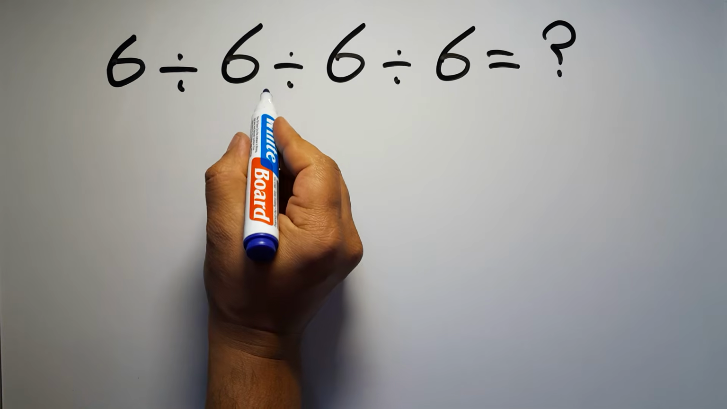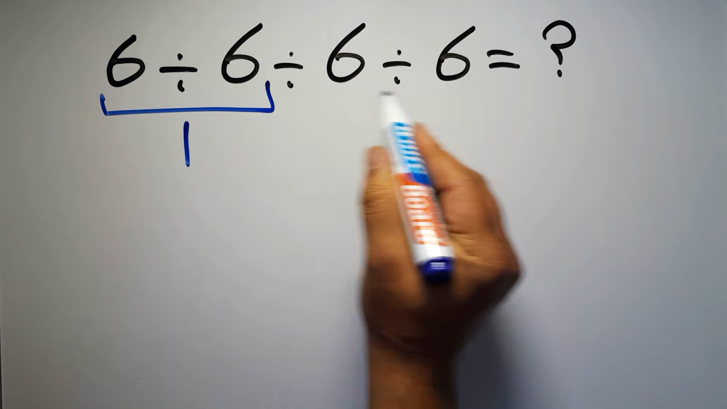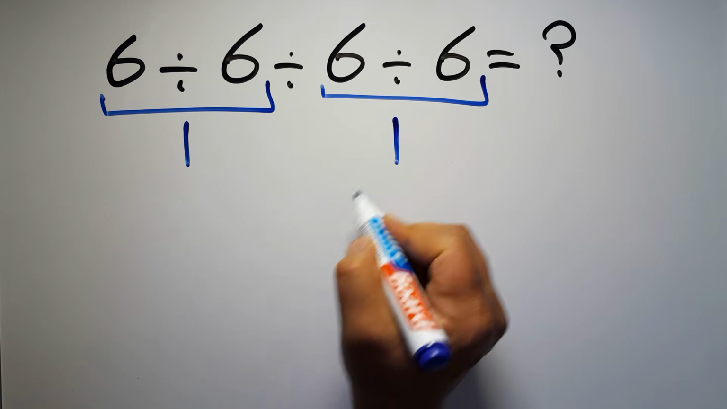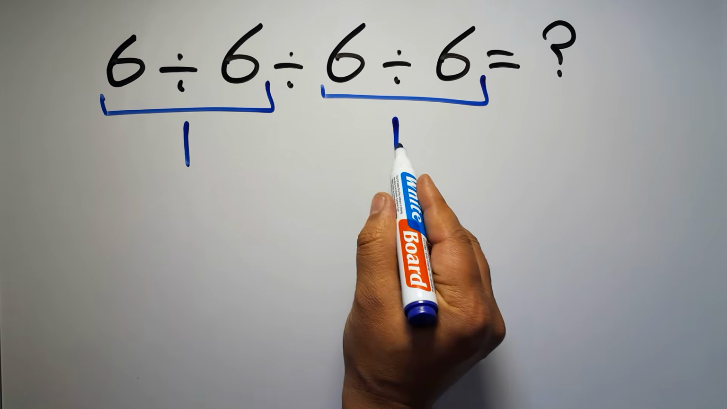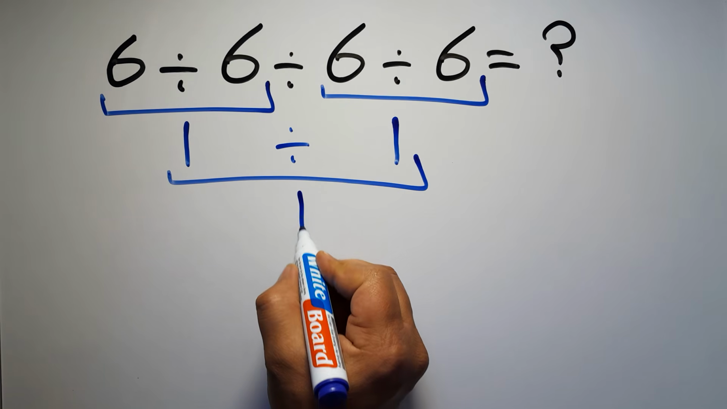6 divided by 6 is just 1. And again here we have 6 divided by 6. So 1 divided by 1, which equals 1.